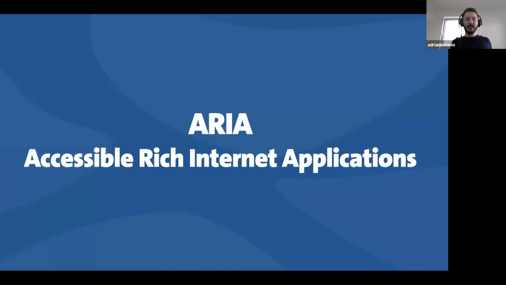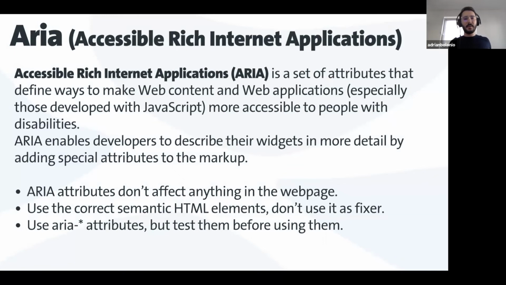ARIA. Let's talk about ARIA. ARIA, Accessible Rich Internet Application. It is a set of attributes defined by the W3C, which is the community that sets the HTML and CSS standards for every browser. So this set of attributes is purely used for making the website more accessible to people with disabilities. The good thing with ARIA is that they don't affect anything in the website. So they don't affect the content of your website, and they don't affect the design of your website. They are, again, used only for accessibility.